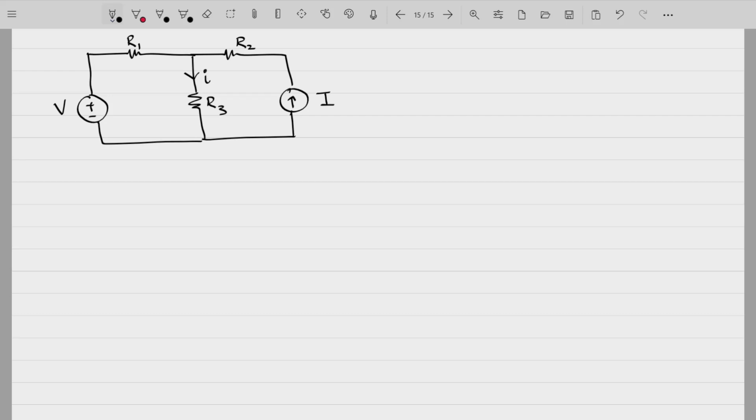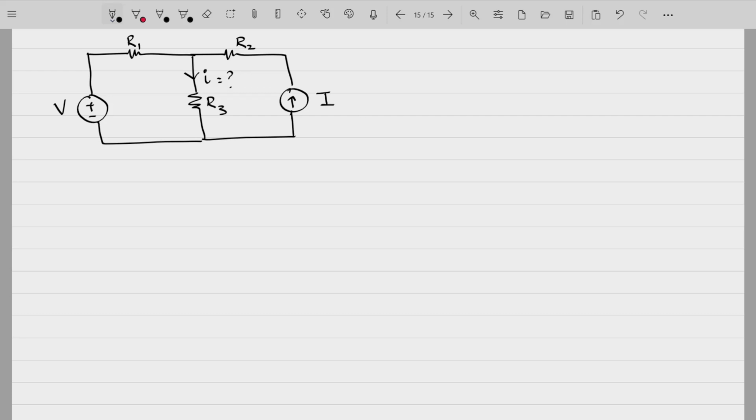R3. Now you can solve this using nodal analysis or mesh analysis, but you can also apply the superposition theorem. So what does the superposition theorem state? By applying it, you have to take the contribution of each and every individual voltage and current source, then sum that up.